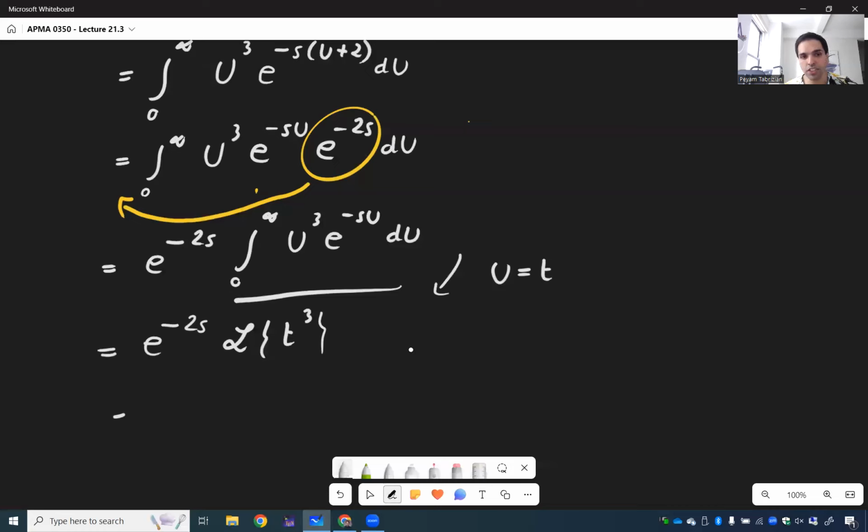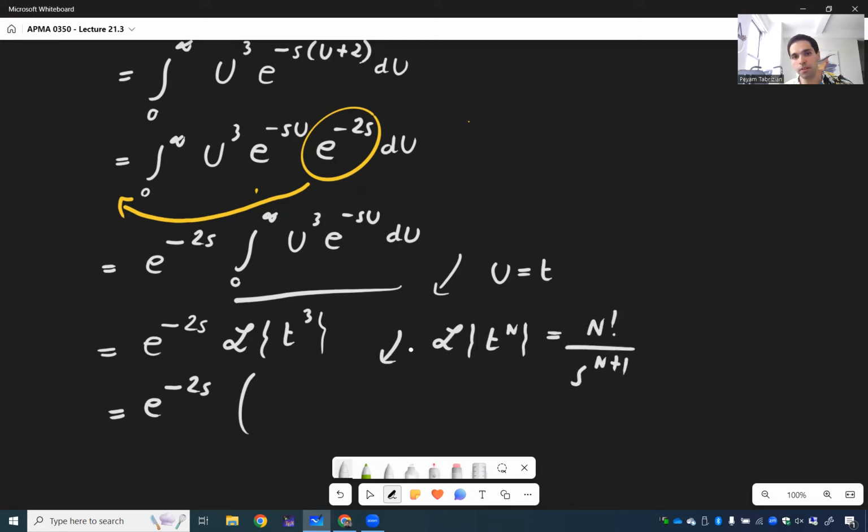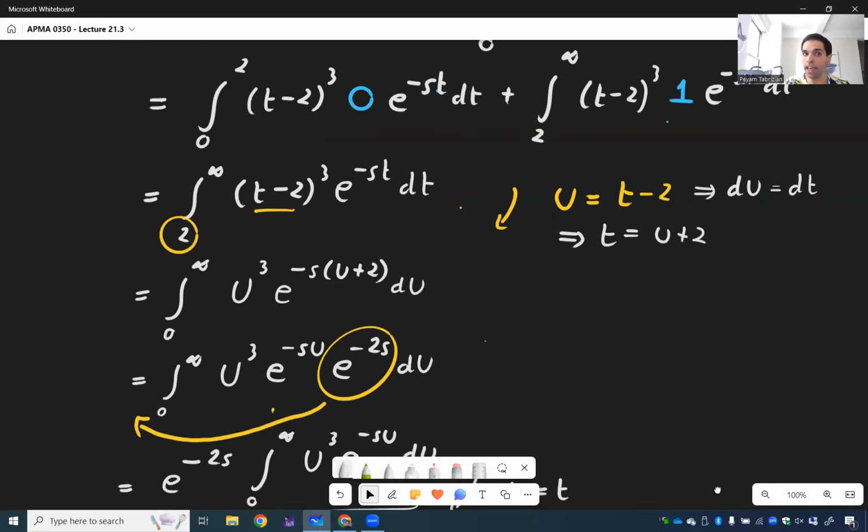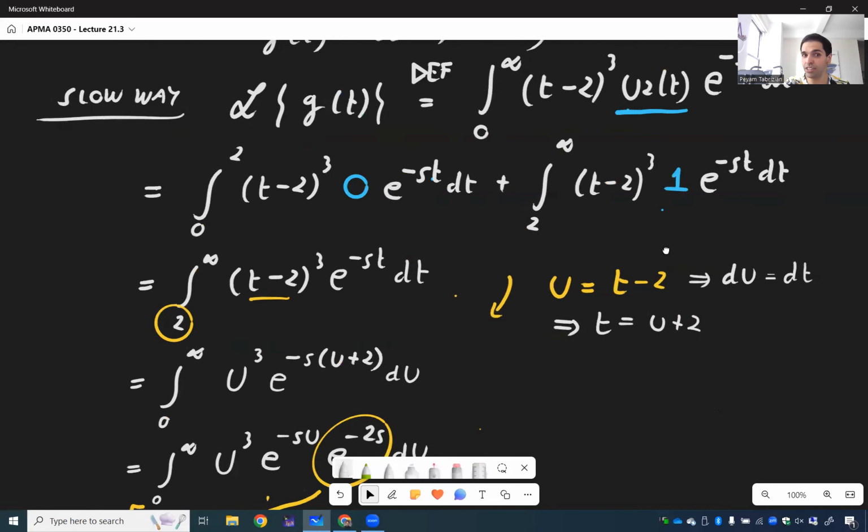And last but not least, to actually get the answer, we get e to the minus 2s. Remember, the Laplace transform of t to the n is n factorial over s to the n plus 1. So it's 3 factorial over s to the 4th. And so this becomes e to the minus 2s times 6 over s to the 4th. That's our answer. So that was the slow way, where we did it using the definitions.